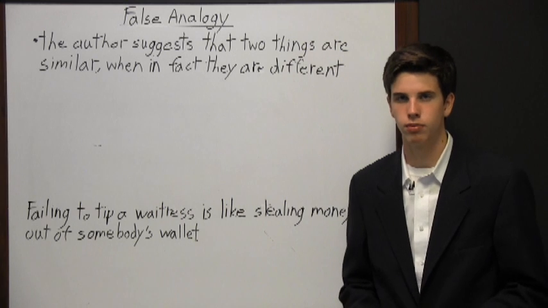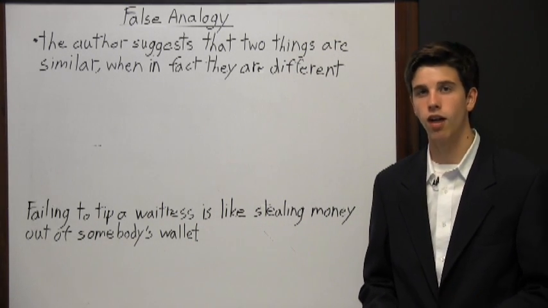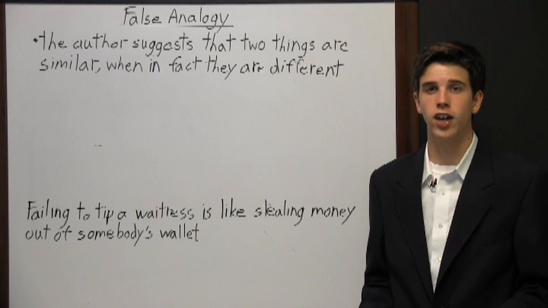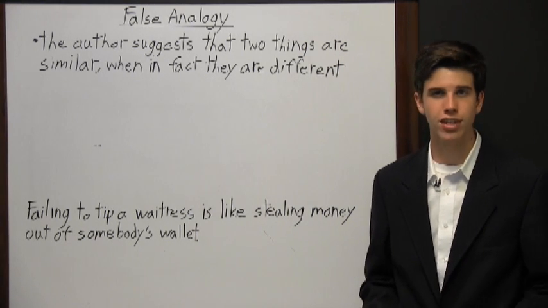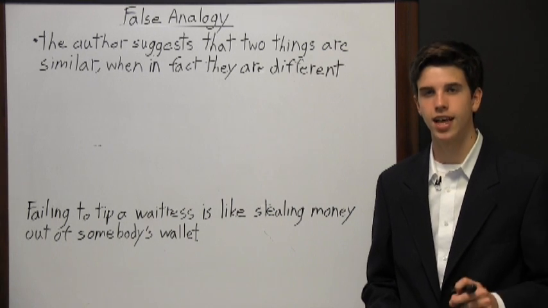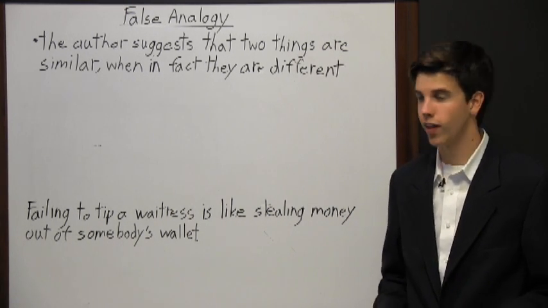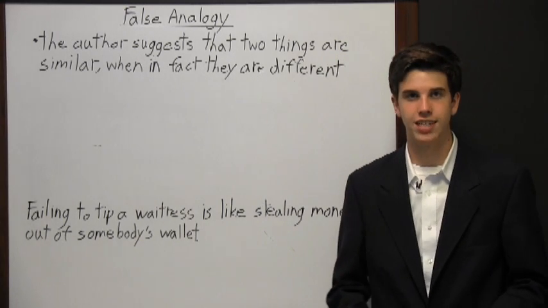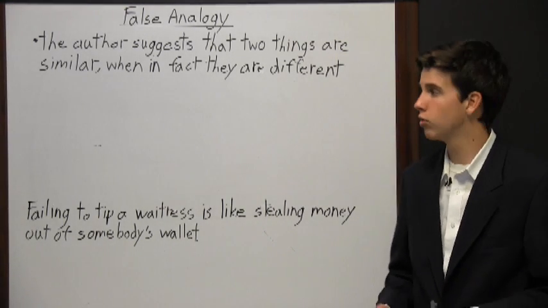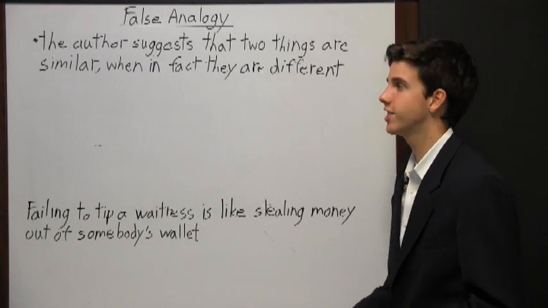We could place the term false analogy into a group called a logical fallacy, which is a failure of reasoning. And so as a reader, it is important to recognize logical fallacies because they diminish the value of the author's message. So like I said, a false analogy is a logical fallacy. And so we could also call a false analogy a failure of reasoning.